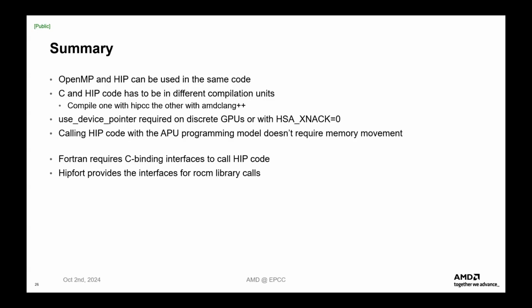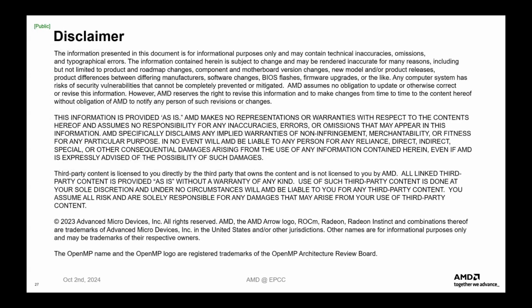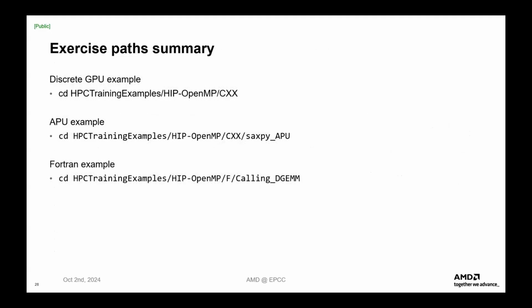So now I hope you have an overview of how you can call HIP code in C or Fortran and make use of libraries. I think now we have some time for exercises, but if you have questions first, please feel free to ask them. In Zoom, I can't see the chat, so I don't know what your questions are, so please raise your voice if you have any questions.